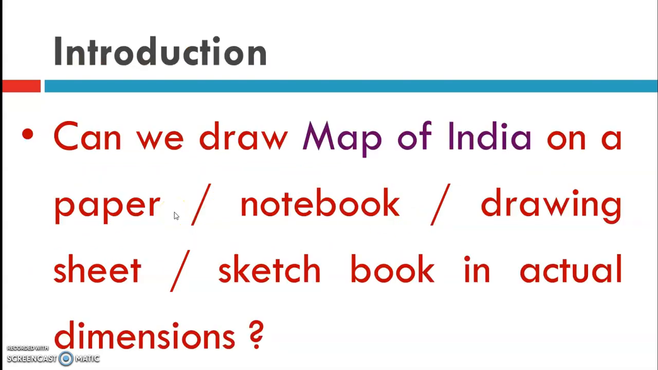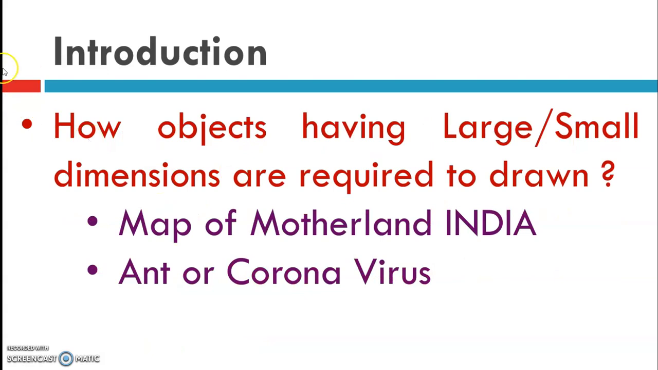Introduction. Students, can we draw a map of India on a real paper or a notebook or a drawing sheet or a sketchbook in actual dimension? What do you think? No, right. Then how are objects having large or small dimensions required to be drawn? So if you want to draw our map of motherland India, or if we want to draw an ant or coronavirus, then how can we draw it?